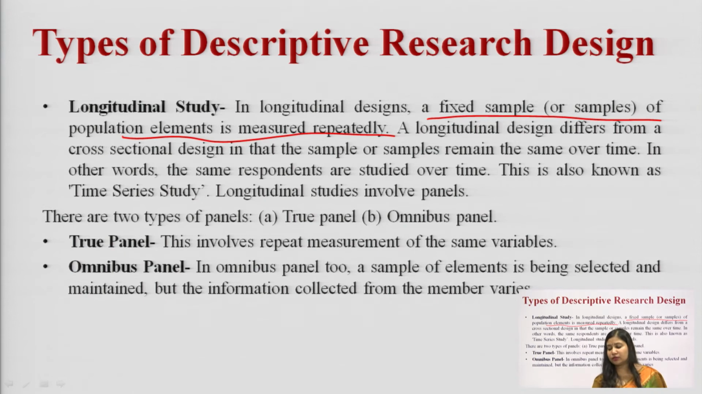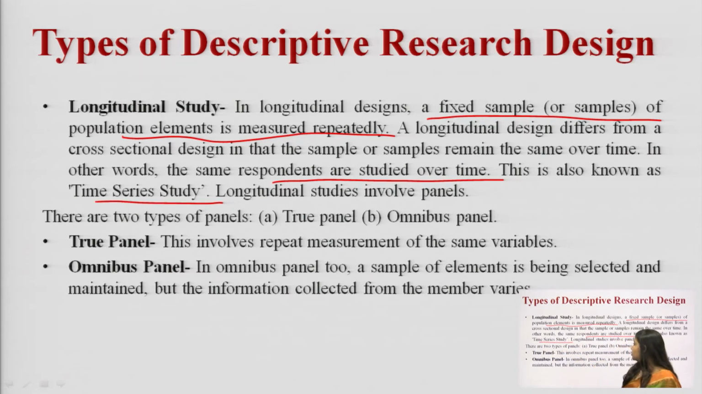In your cross sectional study, you will conduct a study one time on one population, and after some time you are going to conduct another study on a different population. But in the longitudinal study, you will carry out the research on the same sample or same population over time. In other words, the same respondents are studied over time, and this is also known as time series. The longitudinal study involves the panel, and basically there are two types of panel. First is your true panel, second is your omnibus panel.